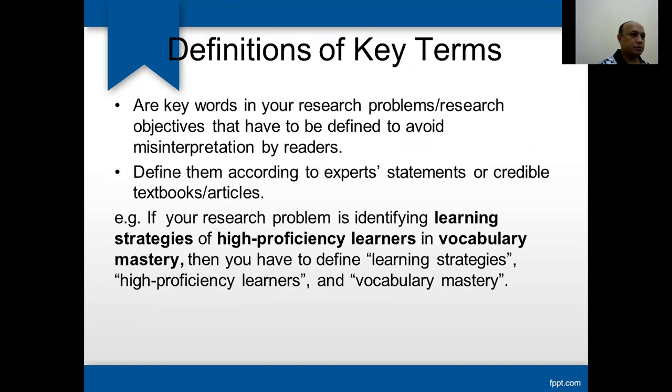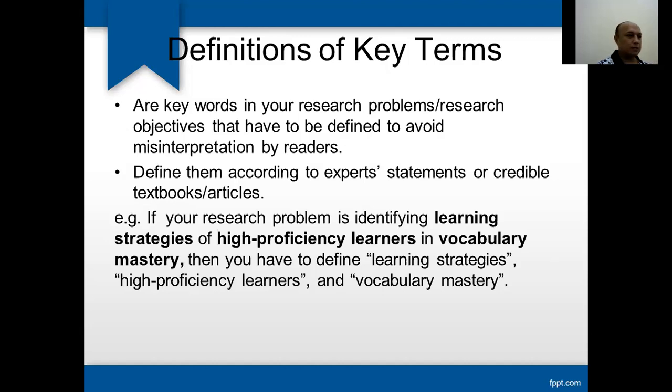Now, definitions of key terms are keywords in your research problems or research objectives that have to be defined in order to avoid misinterpretation by the readers. And in defining them, you have to define them according to expert statements or according to credible textbooks or articles. You cannot define them by yourself because you're not an expert yet, right? So you have to refer to expert statements written in a textbook or some journal articles which define the keywords properly.